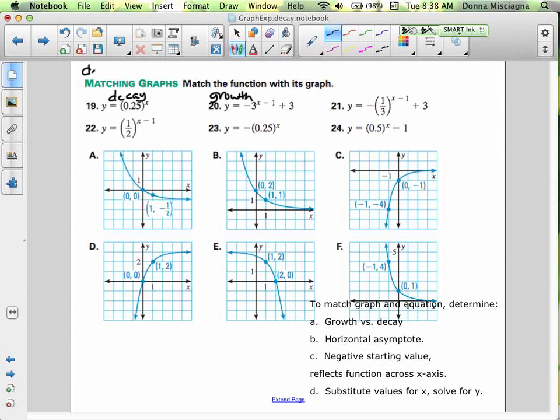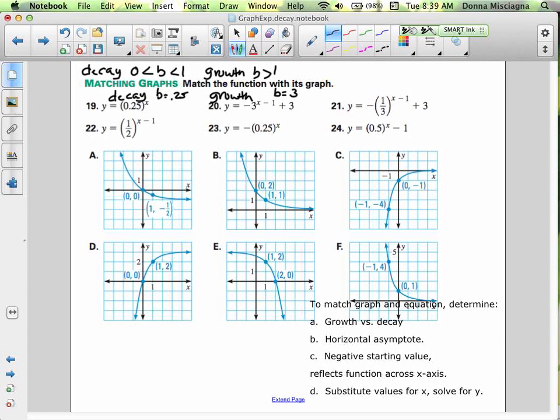that it's decay if your base is between 0 and 1. And it's growth if your base is greater than 1. Here our base is 0.25, that's between 0 and 1. Here our base is 3, that's more than 1. Right? So the negative is not part of the base, so that would be growth.